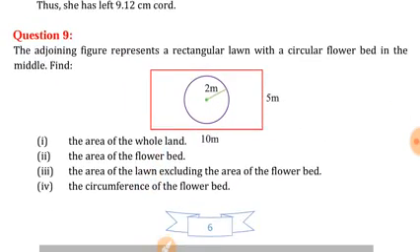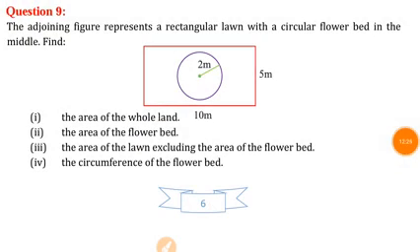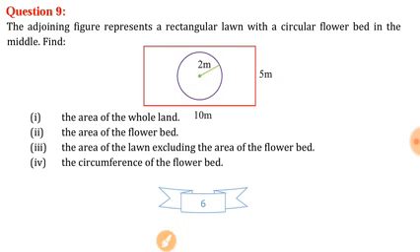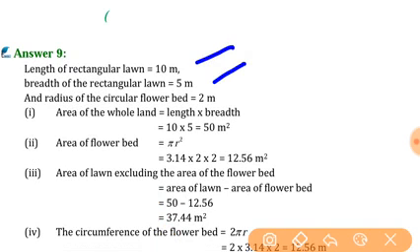Then the ninth one. The adjoining figure represents a rectangular lawn with a circular flower bed in the middle. Find: here the area of the whole lawn means 10 into 5. The area of the flower bed means pi r square, and the area of the lawn excluding the flower bed means we subtract: 10 into 5 minus pi r square. And you will also find the circumference of the flower bed, of radius 2 meters. The rectangular lawn has length 10 meters and breadth 5 meters.